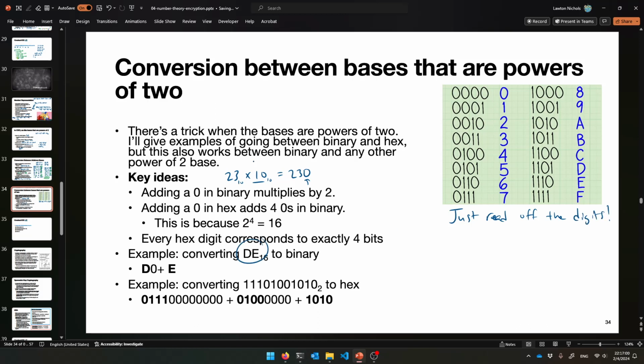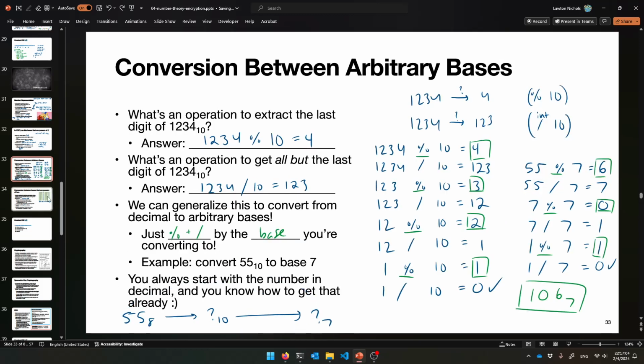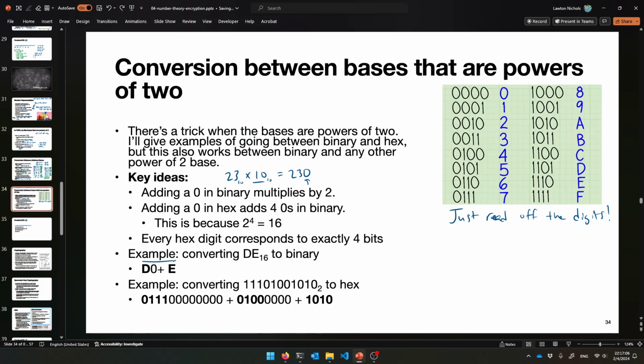Let's convert DE in base 16 to binary, not using the long way. Remember that DE in hex is the same as the D in the 16's place plus the E. So D0 plus E. It's the same number, just broken down. What's that equal to? That's equal to D times 16, because adding a 0 to the end of something multiplies by the base, plus whatever E was.